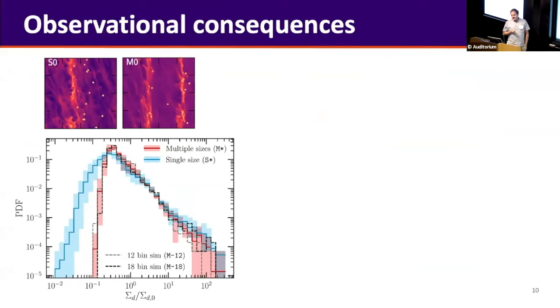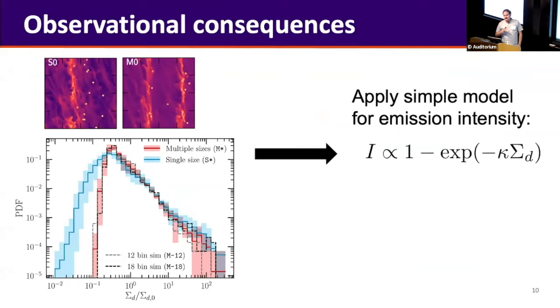So we apply just a simple emission model to this. We model the observational emission as proportional to 1 minus exponential of the optical depth, just modeling the optical depth with an opacity times the surface density here.